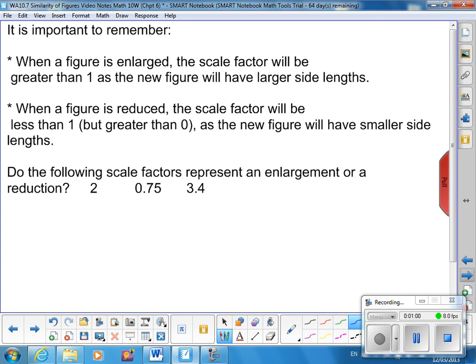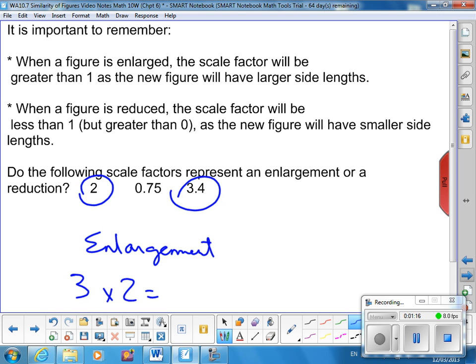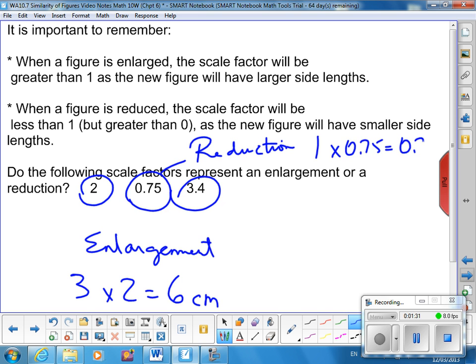So if we look at the following scale factors, 2, 0.75, and 3.4, 2 and 3.4 would be enlargements. So if I had a side that was 3, and I was going to multiply it by a scale factor of 2, my new side length would be 6 centimeters. 0.75 would cause a reduction. So if my original side length was 1 and I multiplied it by 0.75, my new side length would be 0.75 centimeters, which is smaller than the original that I started with.